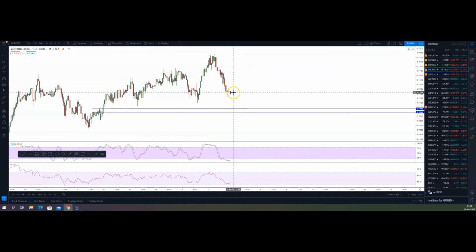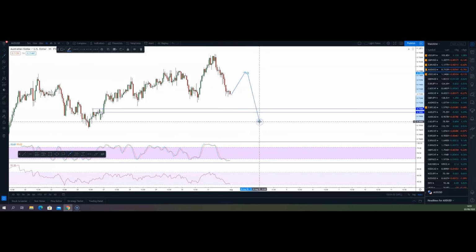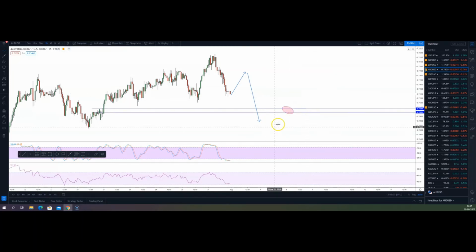For example, it might pull up to a structure around here and then fall again. If this is the case, I will then be looking for a sell from around this blue box area here, okay, and then we'll follow it back down, because it could be a shift in momentum on the new market, especially with the latest news from the Aussie.